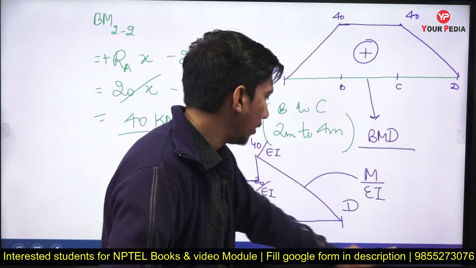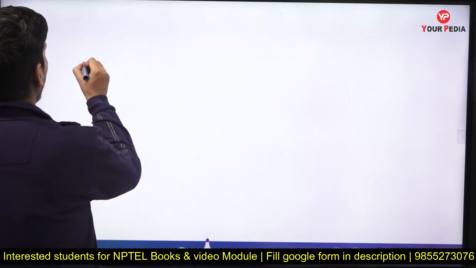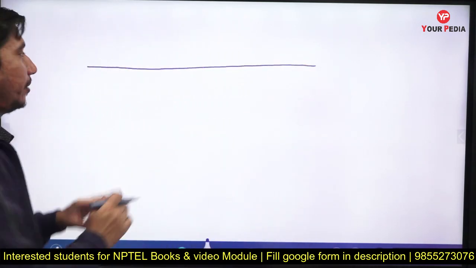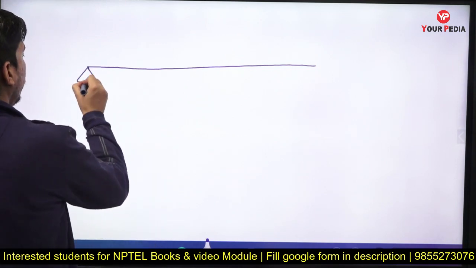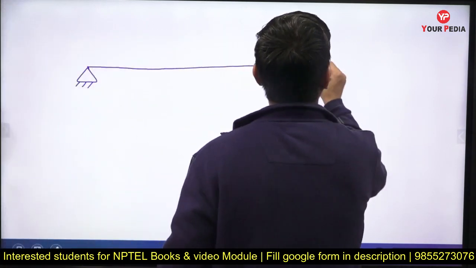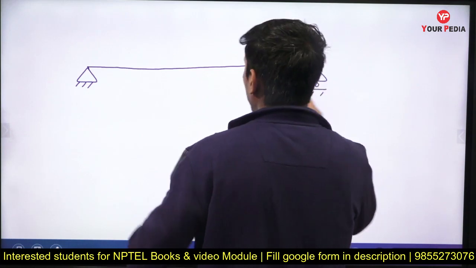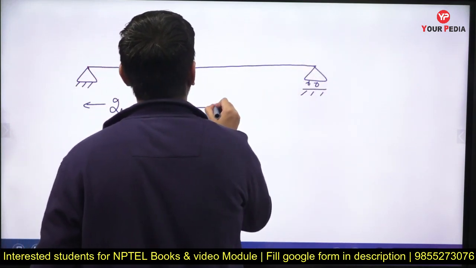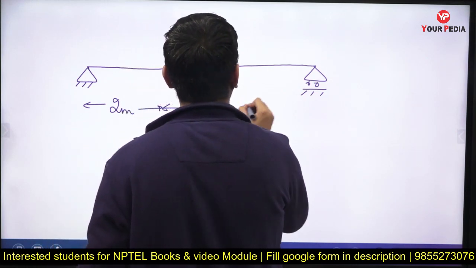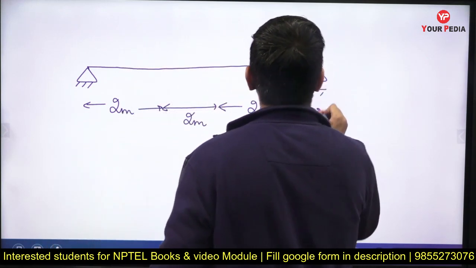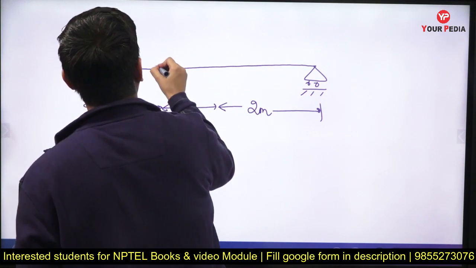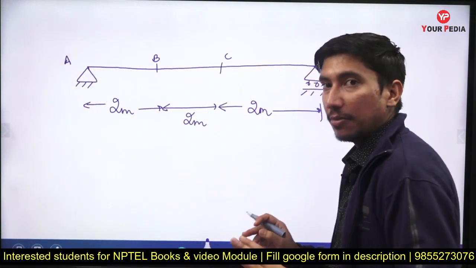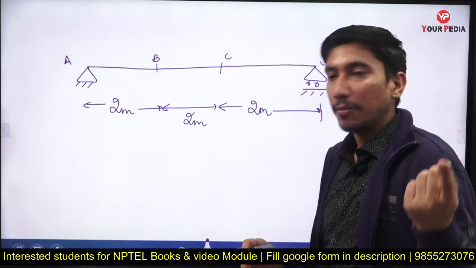So let me draw the conjugate beam now. The conjugate beam for this given simply supported beam will look like this. Supports will remain the same, as I have already told you earlier, and the length will also remain the same. This span was 2 meters, and this will also remain 2 meters. So this was point A, this was point B, this is point C, and this is point D. It will remain the same, but the loading will be the M upon EI diagram.